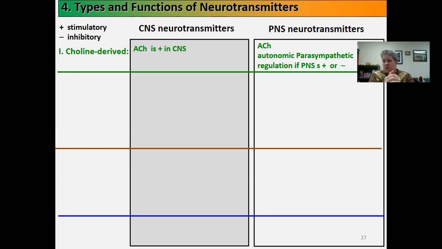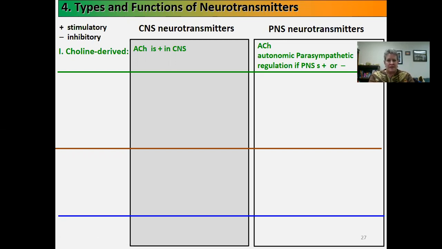Now, acetylcholine also regulates your autonomic parasympathetic response. These are the autonomic functions that happen to your body under rest and digest, and we're going to be spending a lot more time on that in a few slides to come. So it can be stimulatory and it can also be inhibitory. It can do both of those things. I'll explain that later.